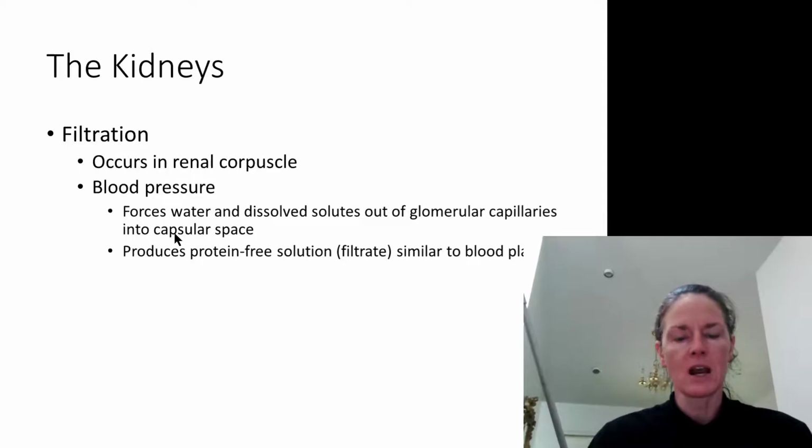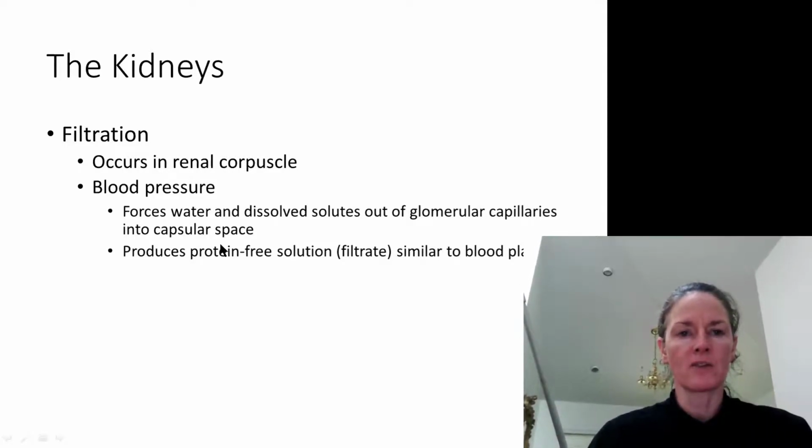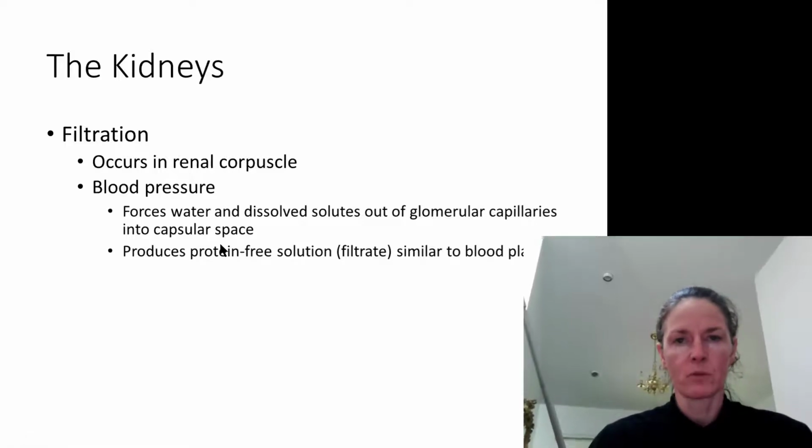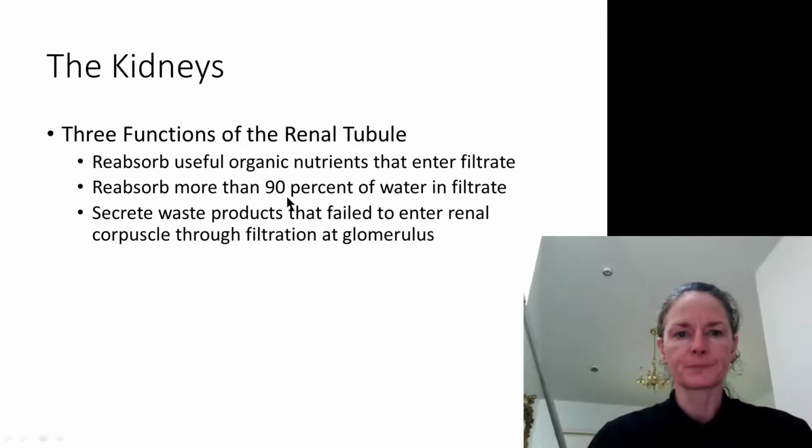But we're going to have this very nice 3-layered filtration membrane that is going to occupy the space within the renal corpuscle and will consist of the endothelium of the glomerulus, with this dense layer and these podocytes.